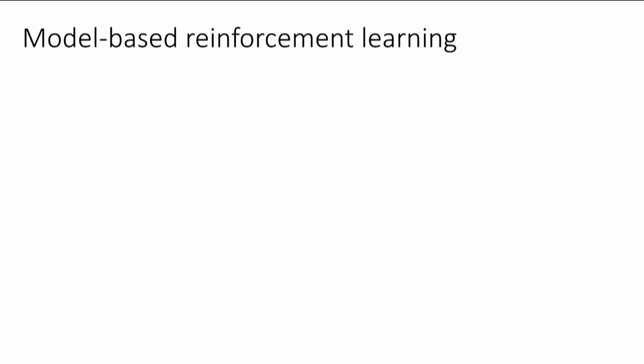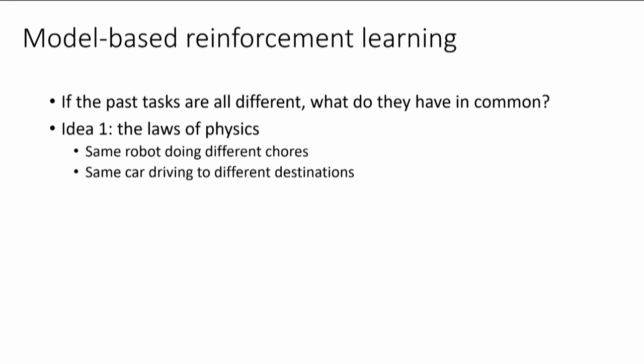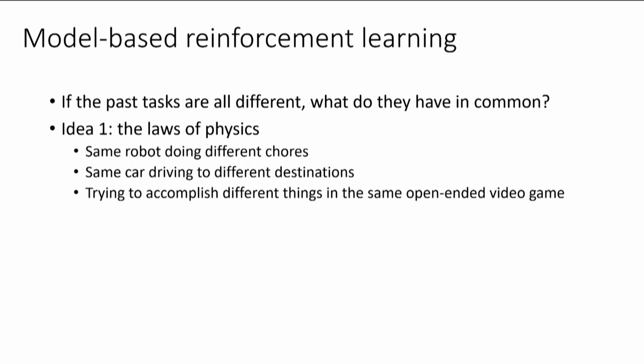So one thing we could imagine doing is saying, well, perhaps we need to just pick the knowledge to transfer that all these tasks are going to have in common. So if all these tasks sort of exist in the same physical world, perhaps the laws of physics are the same, so we can learn something about physics from our many source tasks and then transfer that to a target domain, which essentially amounts to saying let's do model-based reinforcement learning. So if the past tasks are all different, what they have in common is the laws of physics. So maybe you have the same robot doing different chores, or you have the same car driving to different destinations, or you're trying to accomplish different things in the same kind of open-ended video game.